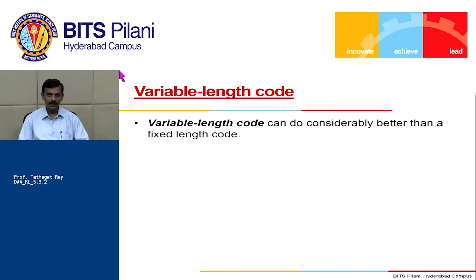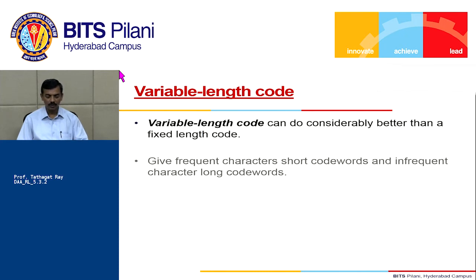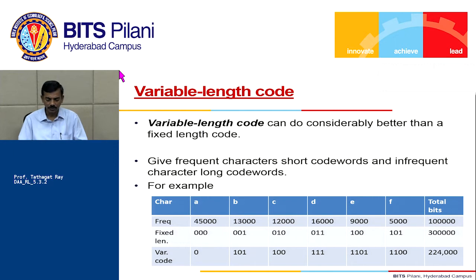And then we saw that variable length encoding mostly gives better compression than a fixed length code. The idea is that you give frequent characters short code words and infrequent characters long code words. We looked into that example where we had 6 characters A, B, C, D, E, F, where A appeared 45,000 times, B appeared 13,000 times, and so on. So the total number of characters in the file is 100,000.